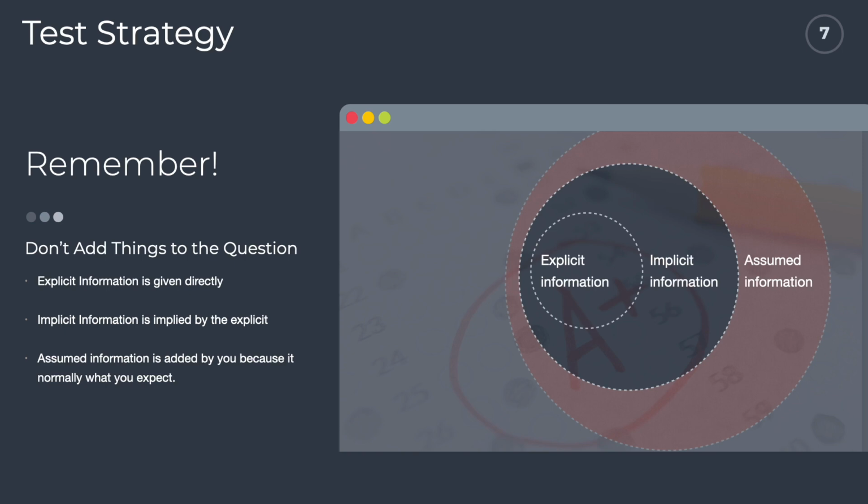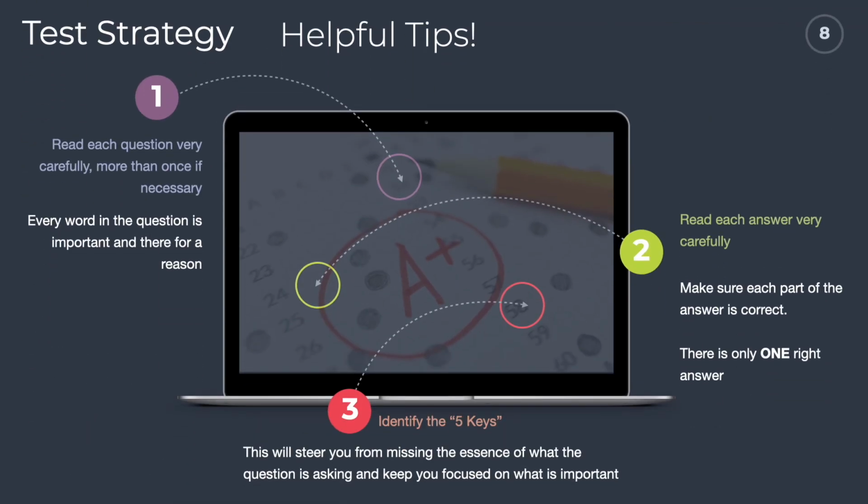So stay in bounds of the information given. Some more things to remember about giving multiple choice tests are to always read questions and answers carefully. Remember that a partially wrong answer is always wrong. We often choose the wrong answer because we don't fully read what the question is asking or what the answer is stating. Again, the 5 keys we discussed earlier will help us rule out wrong answers.